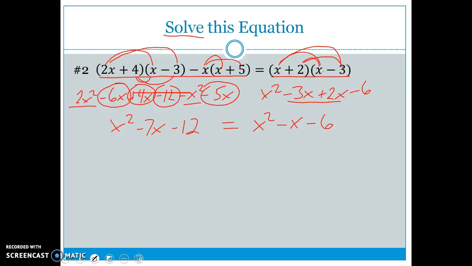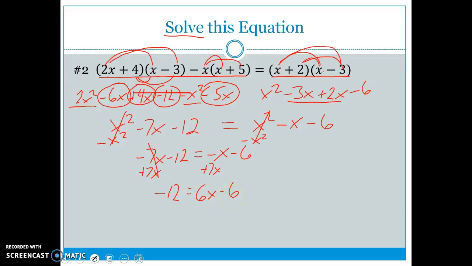So what I'm going to do first is subtract x squared from both sides. And if I do that, you can see the x squareds just disappear. And I have negative 7x minus 12 equals negative x minus 6. We've solved many questions like this already. I want to get the x's together, and I think it's probably best to add 7x to both sides. That way my coefficient is positive. So I will have negative 12 is equal to negative x plus 7x, which is 6x, minus 6.